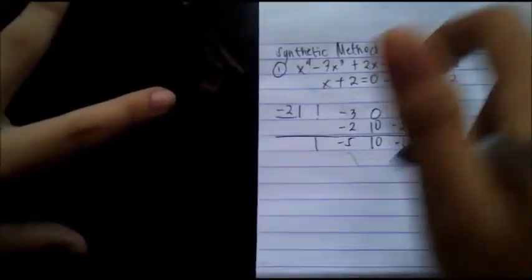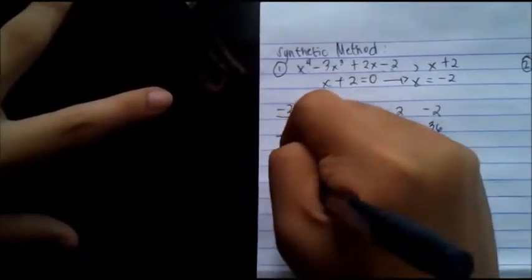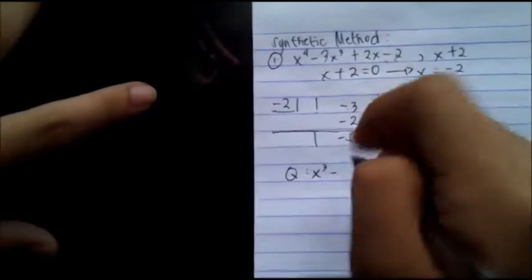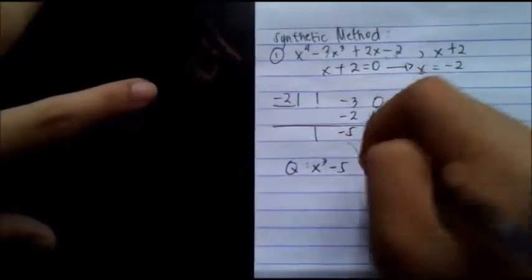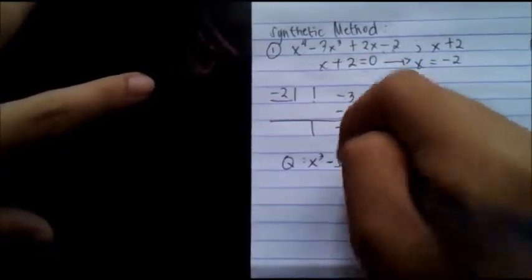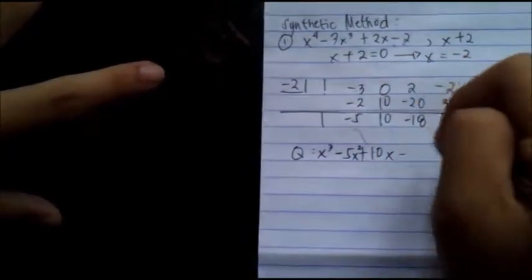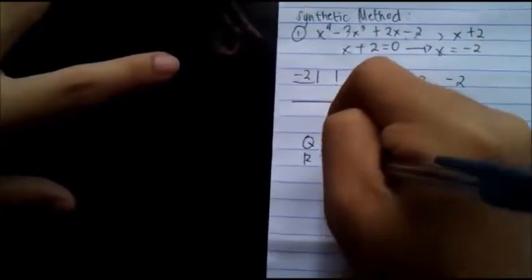So, the quotient of the given equation number 1 is x cubed minus 5x squared plus 10x minus 18. Now, the remainder of our equation number 1 is 34.